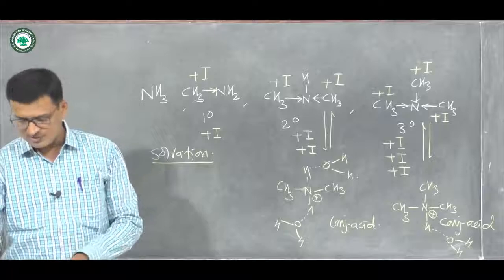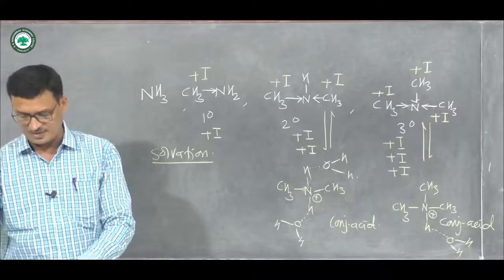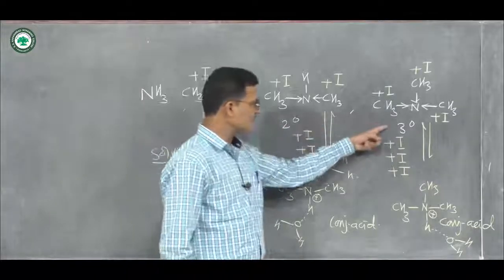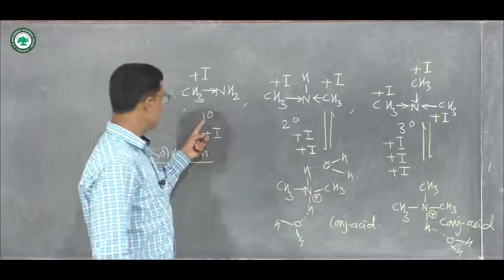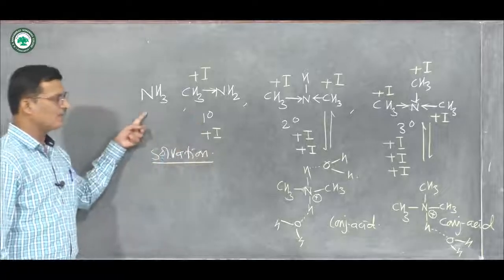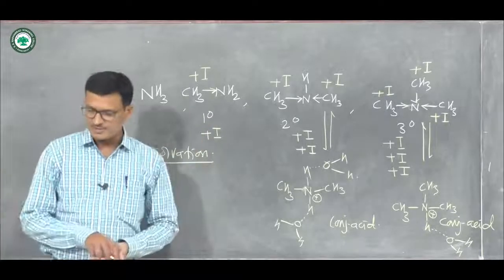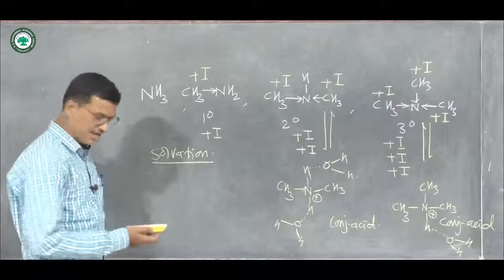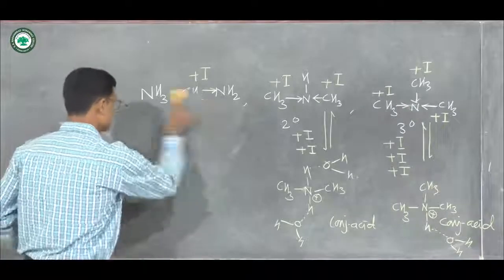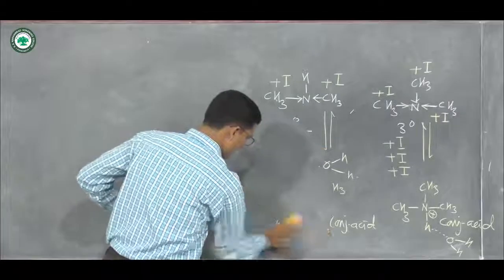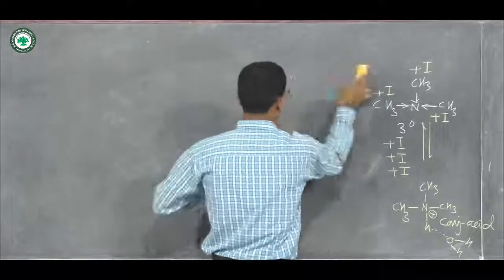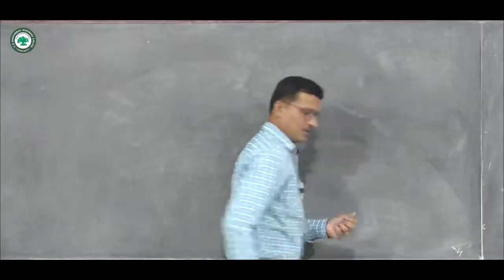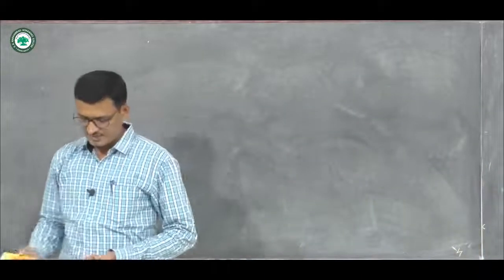So that's why, out of these 4 aliphatic bases, the secondary amine is the strongest, then the tertiary amine, then the primary amine, and then ammonia. So in this way we compare the basicity in case of aliphatic bases. Then you take a next example.